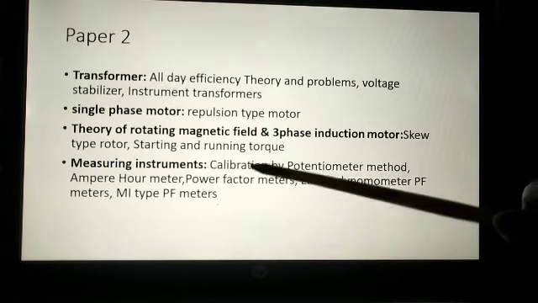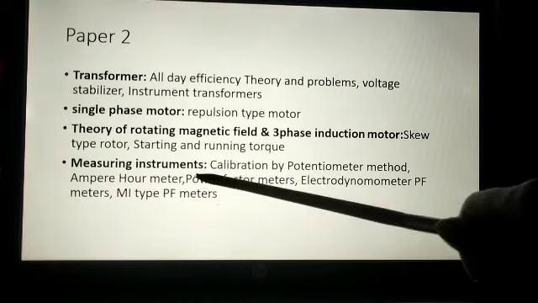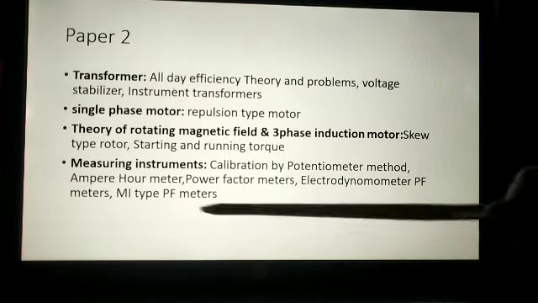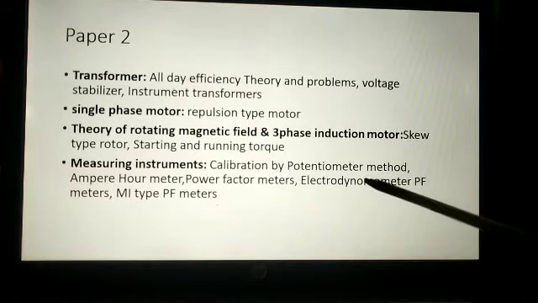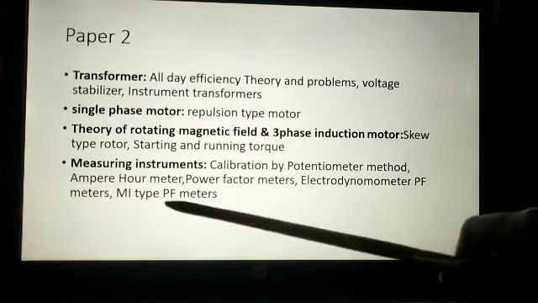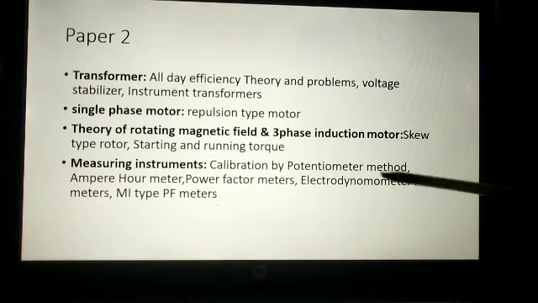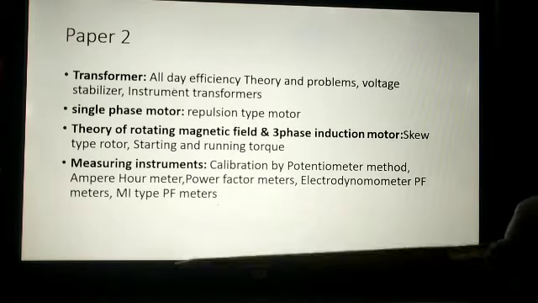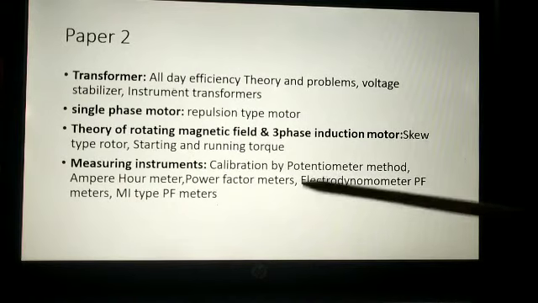Theory of rotating magnetic field and three-phase induction motor, skew type rotor and starting and running torque, this part is removed. You can check it. And from measuring instrument, calibration by potentiometer method, ampere hour meter, power factor meter, electrodynamometer PF meter, MI type PF meter, this portion is removed. So just take note, these are all removed syllabus.